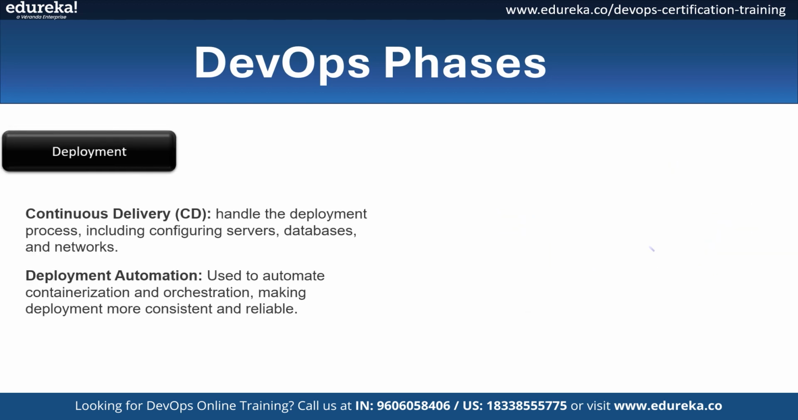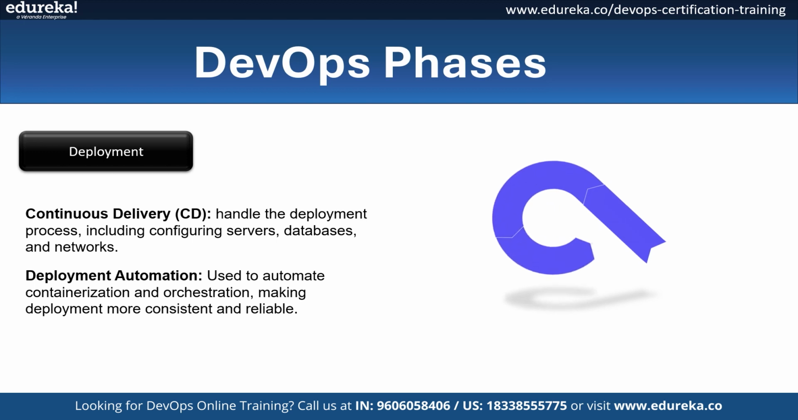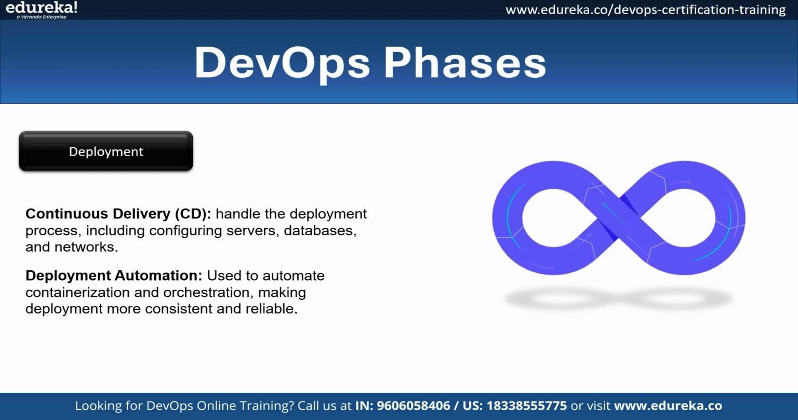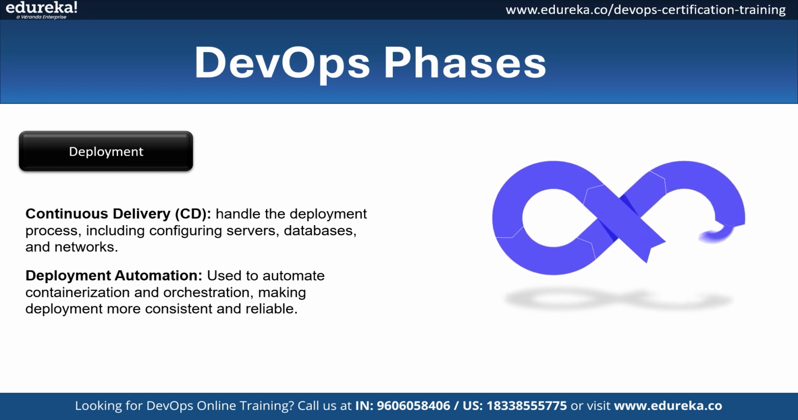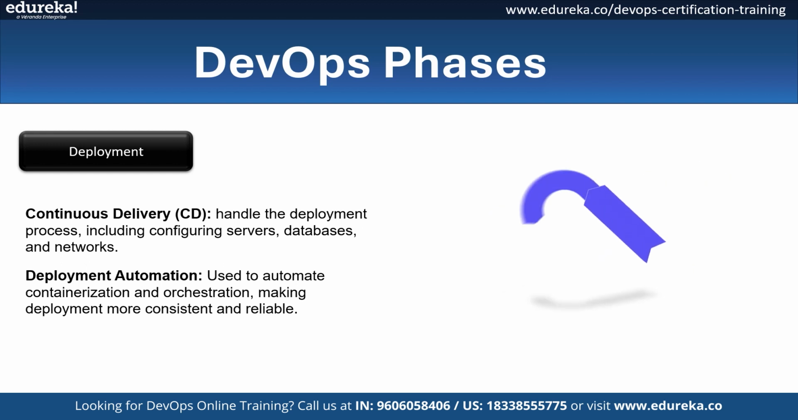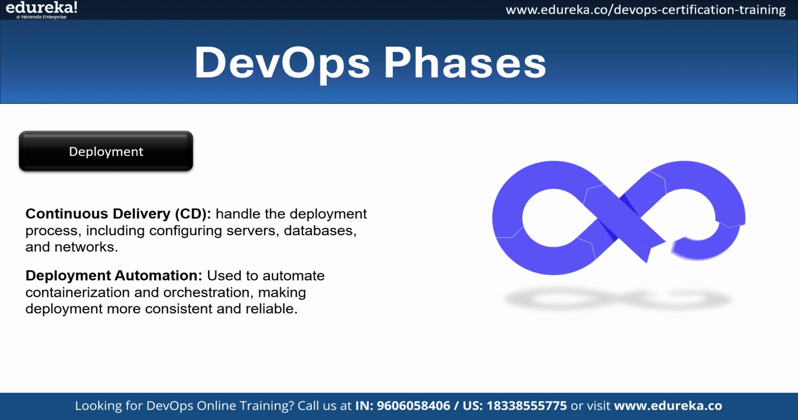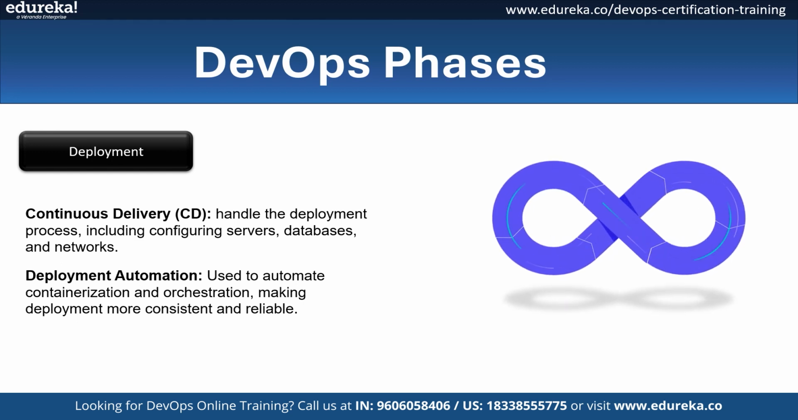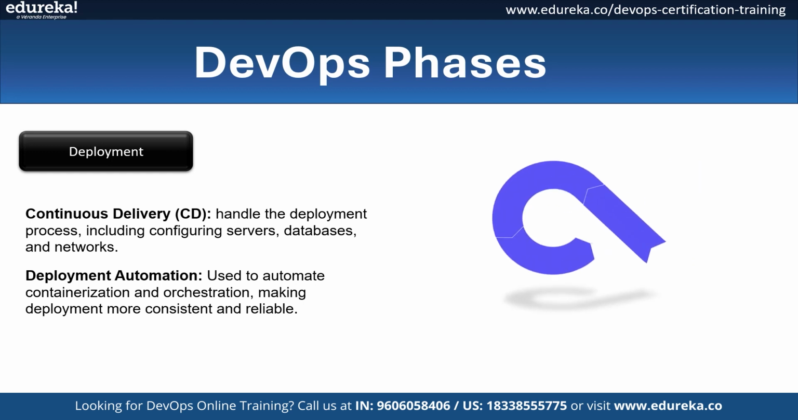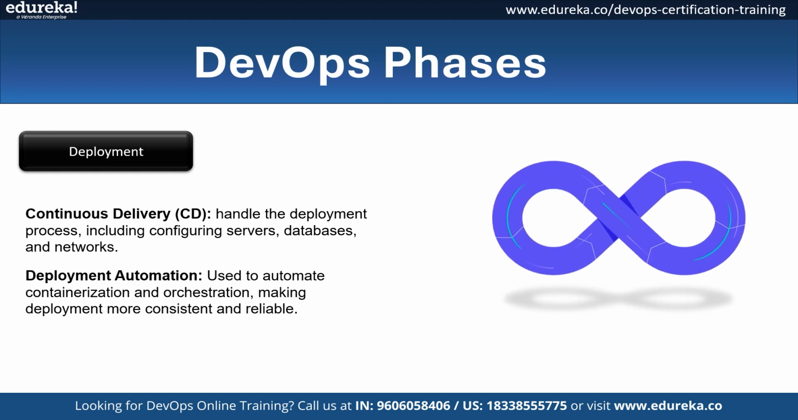Our next phase is deployment. Now, once code passes all the tests, it automatically moves to the deployment phase. Here, the automated CD pipelines handle the deployment process, including configuring servers, databases, and networks. Tools like Docker and Kubernetes are often used to automate containerization and orchestration, making deployment more consistent and reliable.